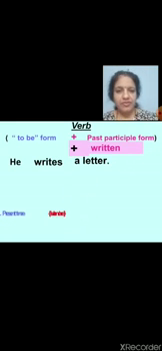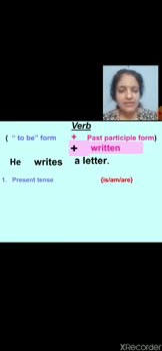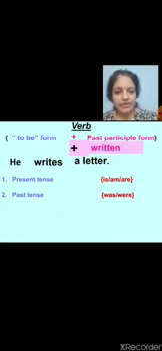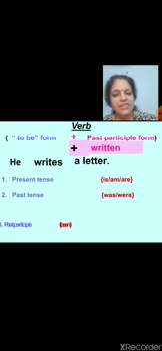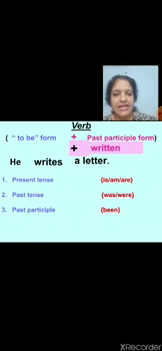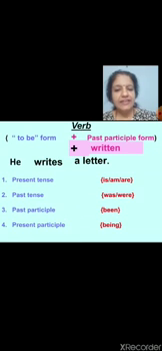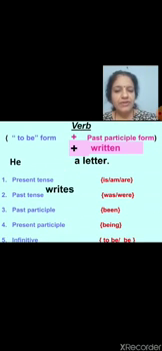To find the to be form, we need to recollect the to be form table. In present tense, it is, am, are. In past tense, it is was or were. In past participle, it is been. In present participle, it is being. And in infinitive form, it is to be or be.